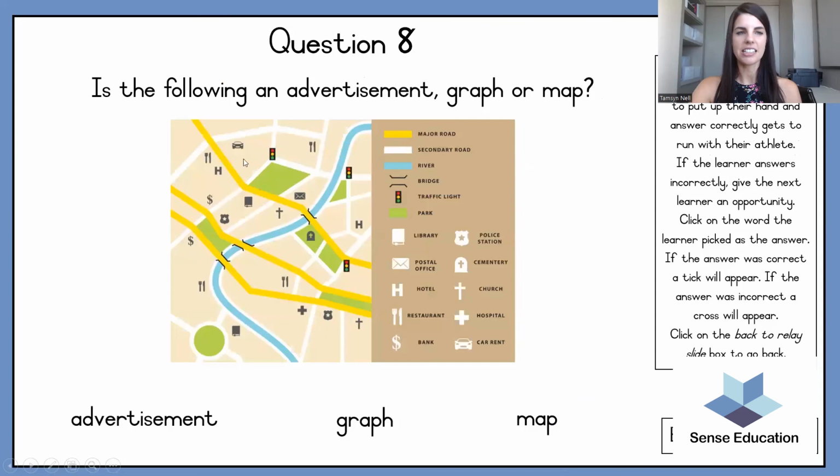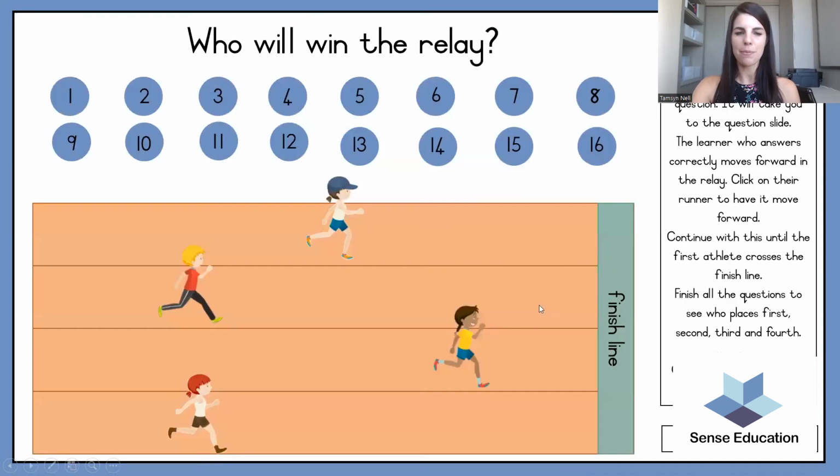And number eight. Is the following an advertisement, a graph, or a map? Which is it? It's telling you here certain things. This gives you some clues, telling you some things around you. Yes, a map, high five. Excellent. It is a map. And this boy here is running. He's trying to catch up. Excellent. So far, this girl here is in the lead.